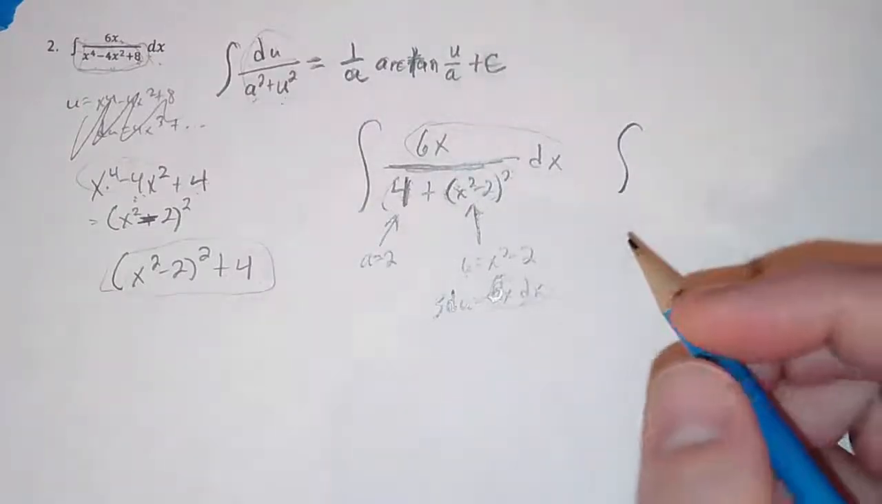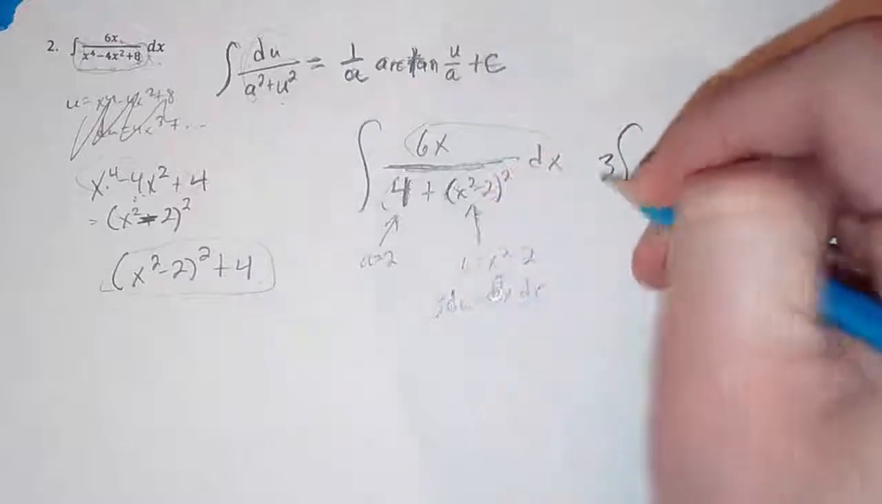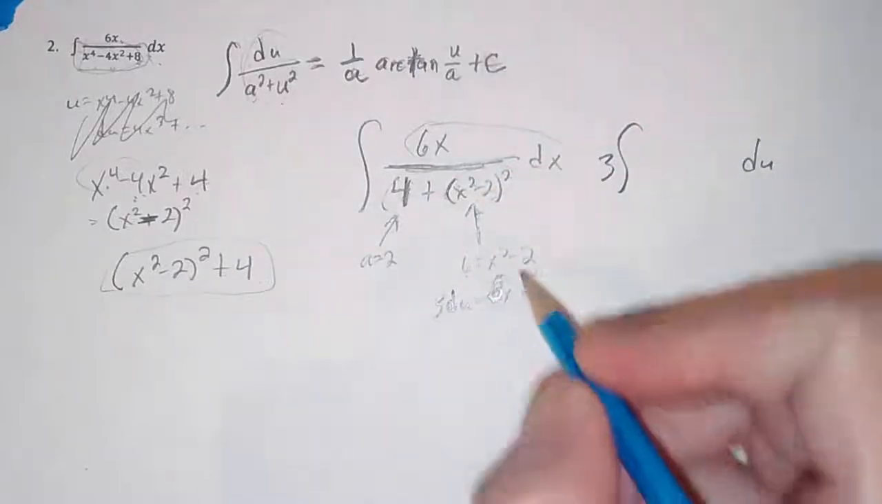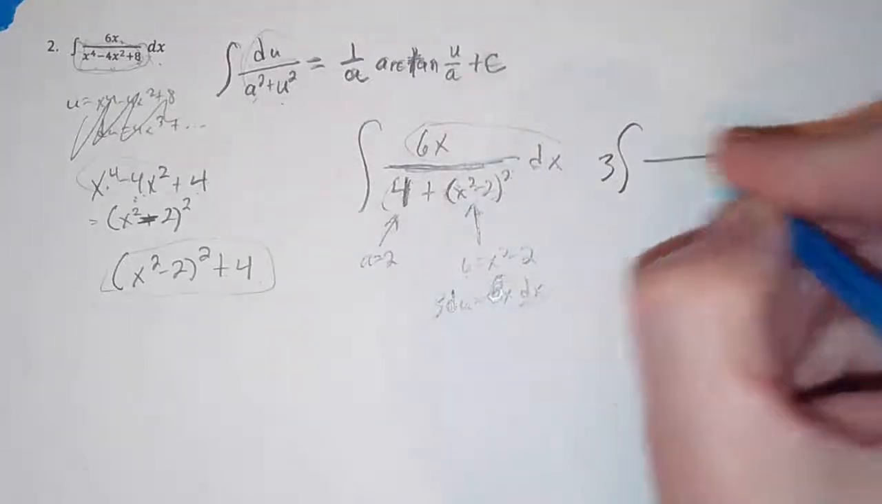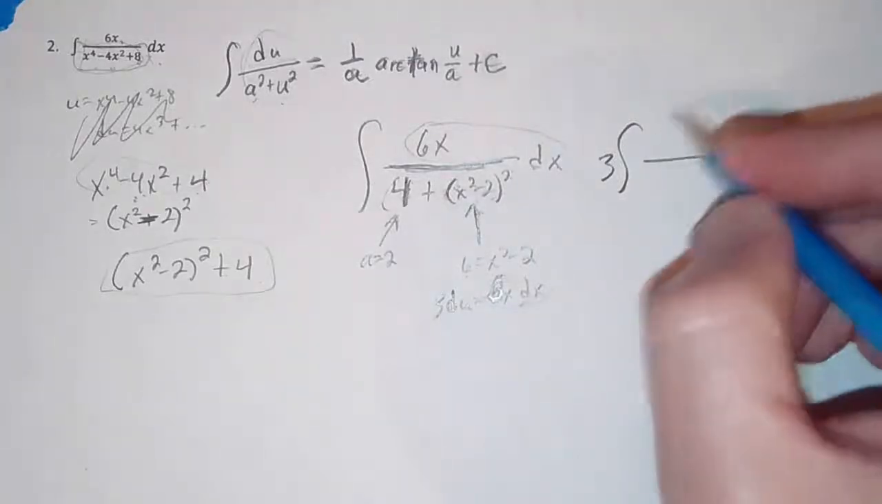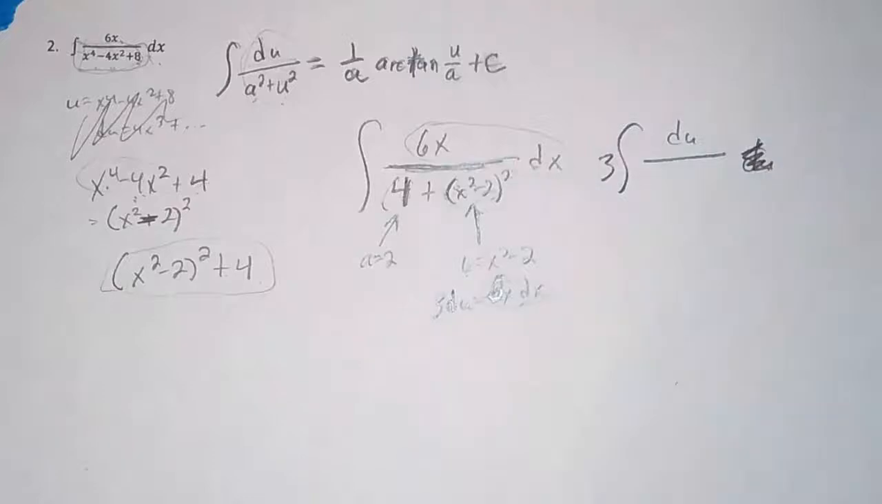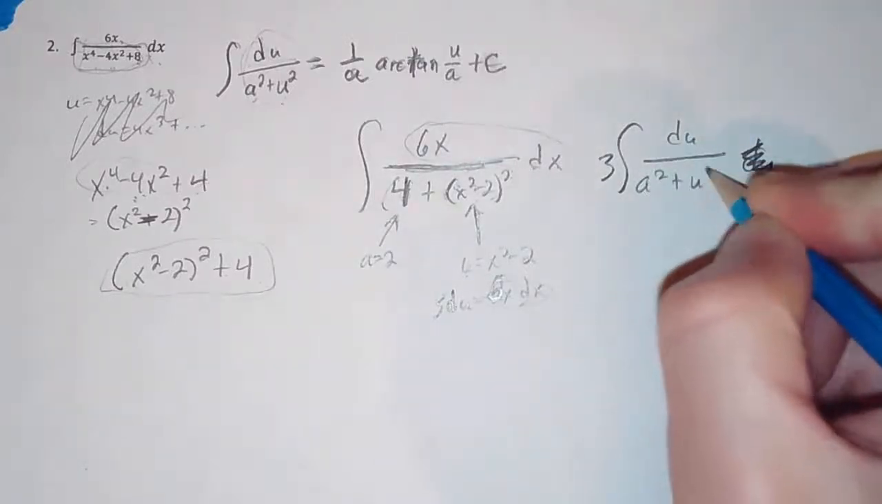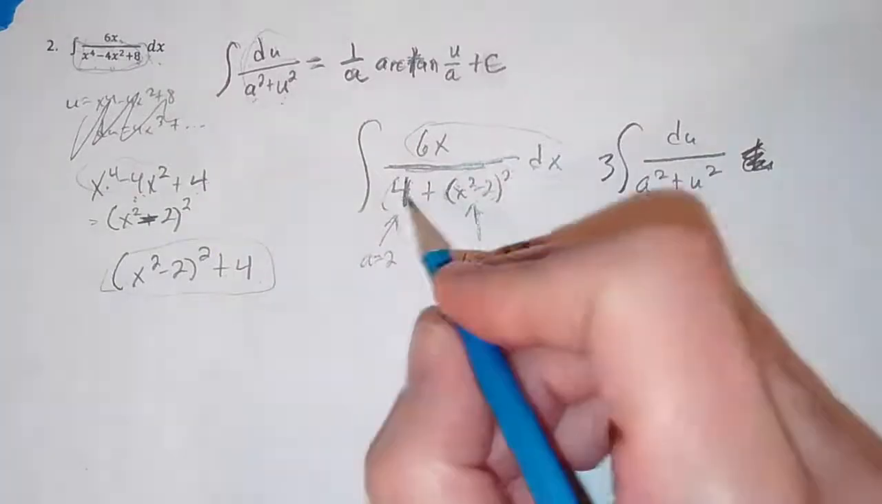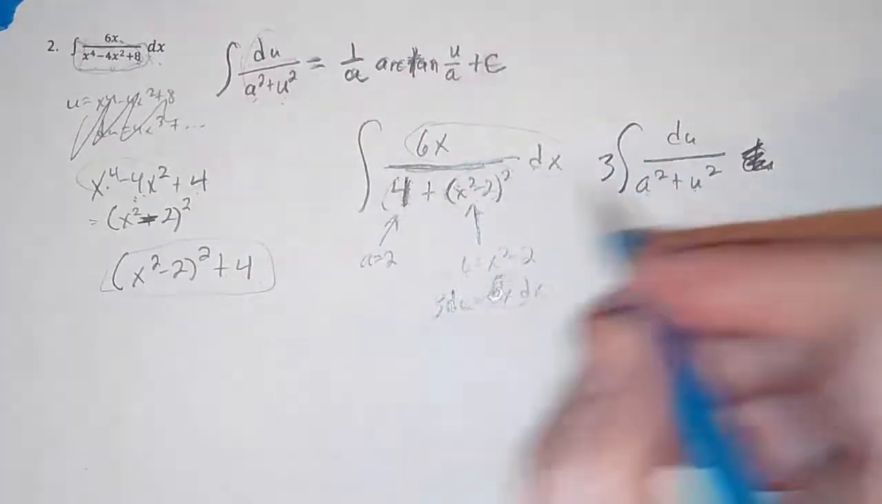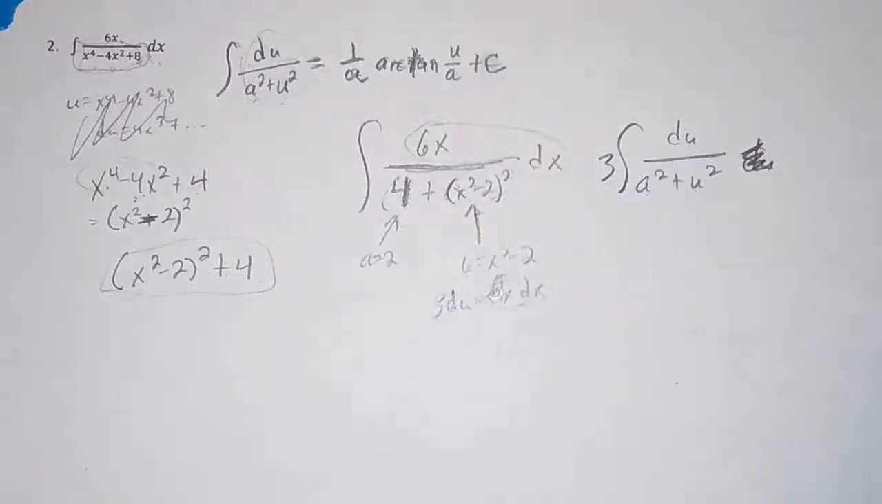So what this really is now, if I stick a 3 out front and a du at the end, I've accounted for the 6x dx. Well, heck, I could put the du up here for that matter. And this is a squared plus u squared. The a squared is what gives me 4. The u squared is what gives me this quantity squared.